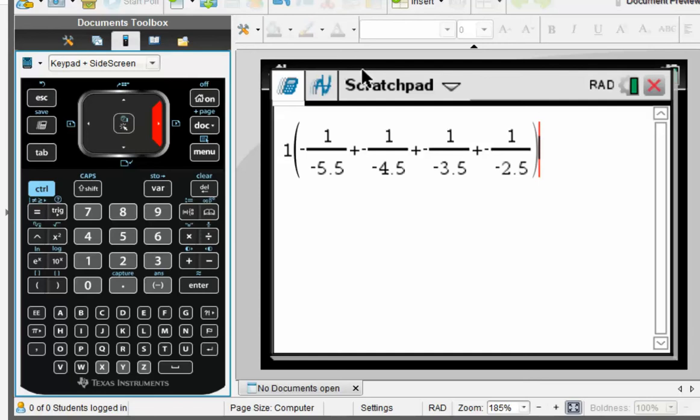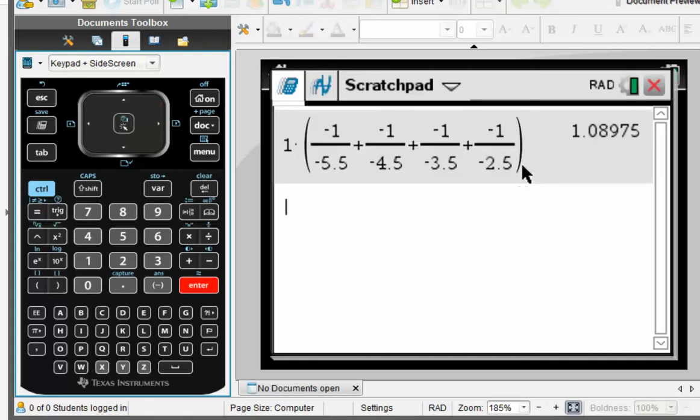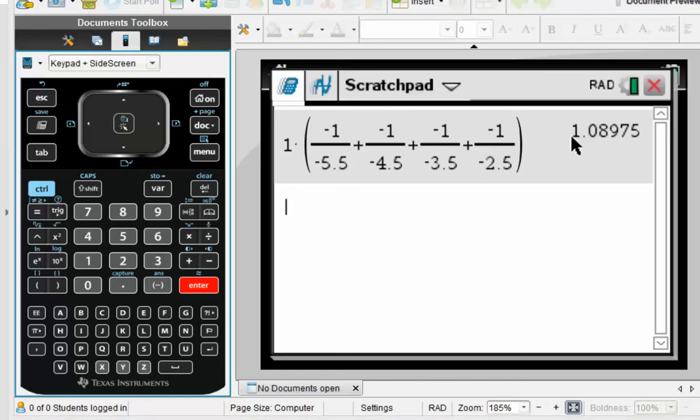And here we have the calculator. Again, I have the rectangle width 1 times each of the function results. And so this is -1 divided by x for each x value from -5.5 up to -2.5. And when we press enter here, since I used decimals to begin with, my end result is a decimal as well. And since the instructions weren't that clear, we'll go ahead and round this to the hundredths place. 1.09.